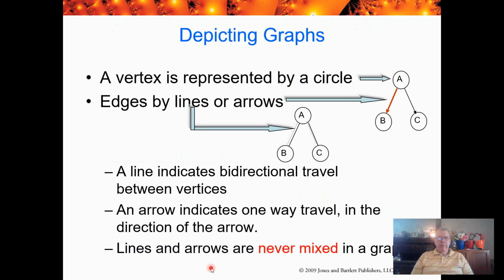So here's a little bit about how we depict graphs, just like trees, in terms of the vertices. The edges are either directed or undirected. One thing is the bottom line here. You never mix lines and arrows in a graph. So it's either directed or undirected.